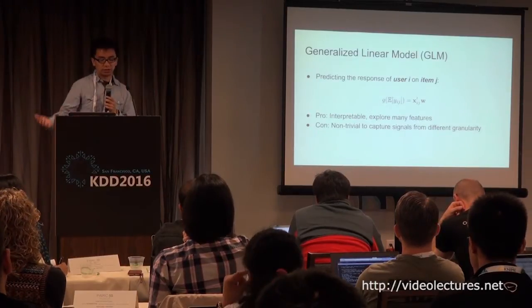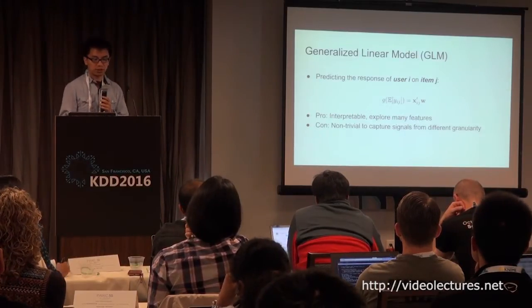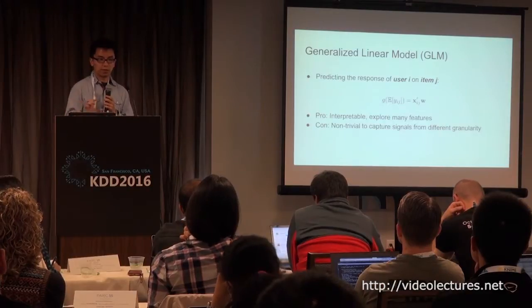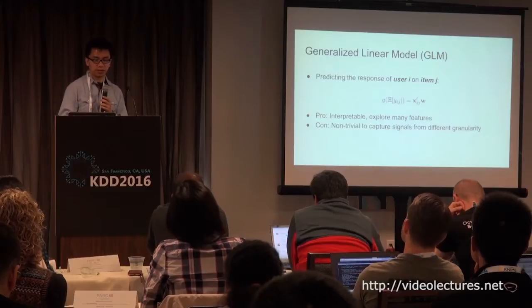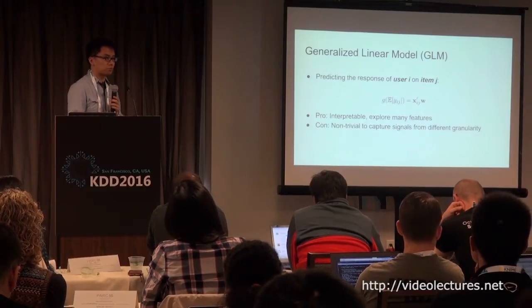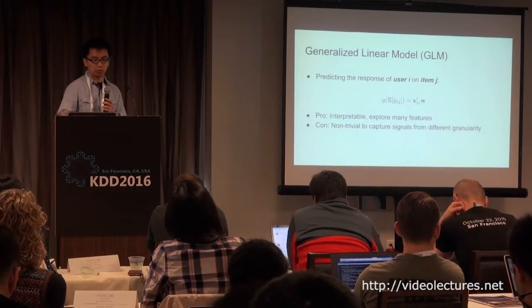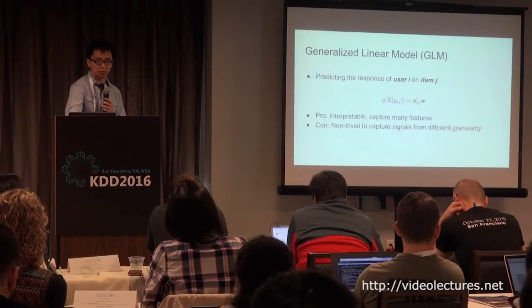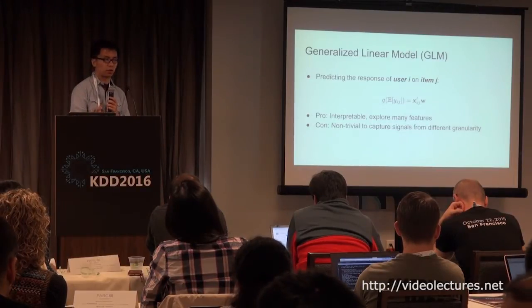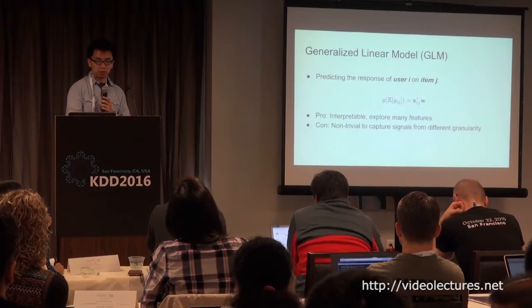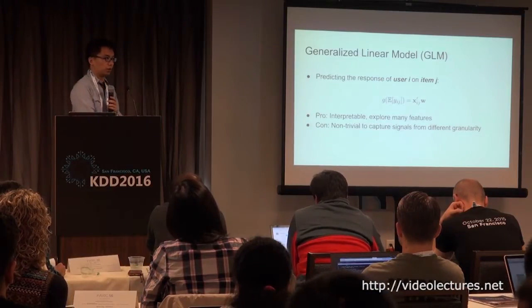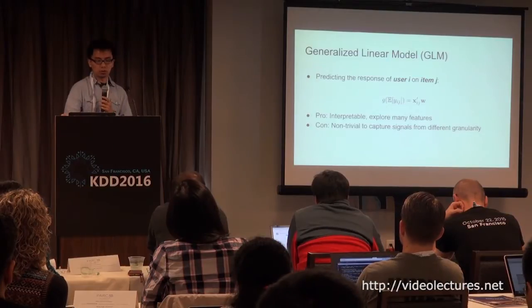And there's a lot of benefits of using GLM. It's interpretable. You can look at the model, understand different features, and you can explore many features with high agility. But there are also some potential drawbacks because, for example, it's non-trivial to capture signals from different granularity. For example, we want to build a model that can adapt to active job seekers or popular items.